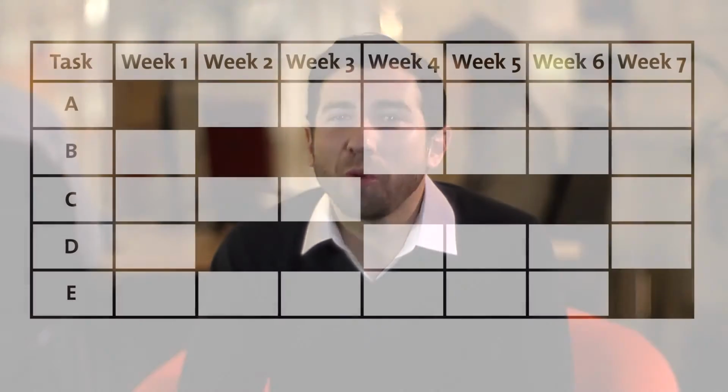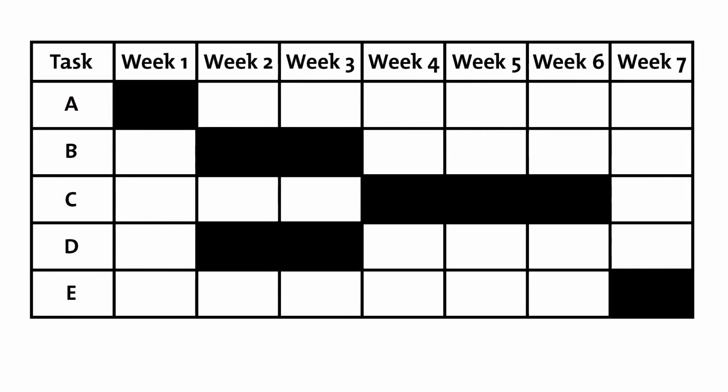At this point, your chart will probably look quite confusing and difficult to use. To make it easier to see and understand, consider color coding each piece of work depending on the person or resource you'll need to complete it.